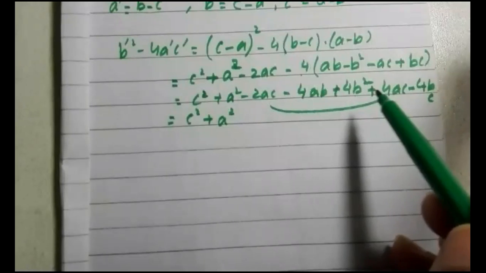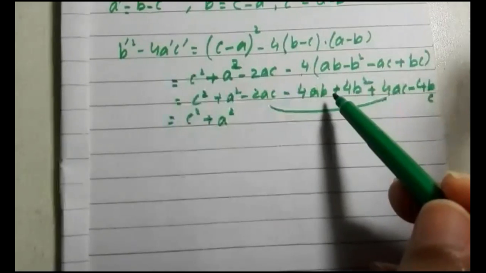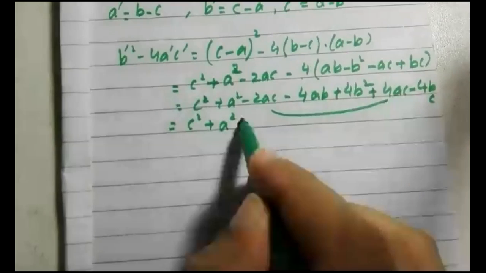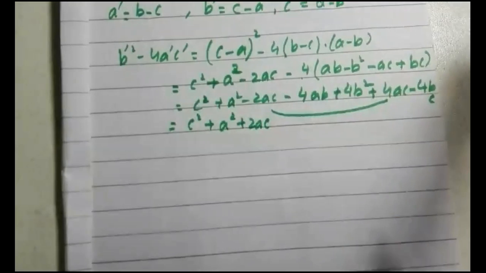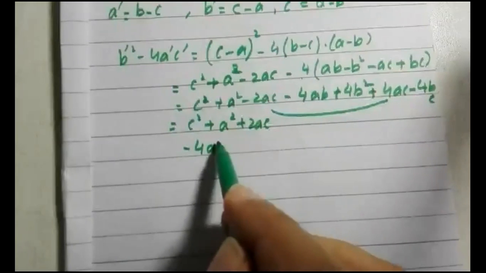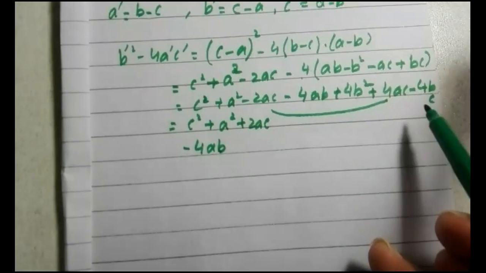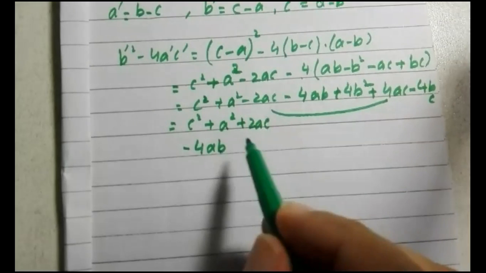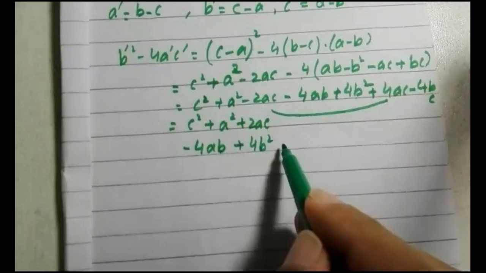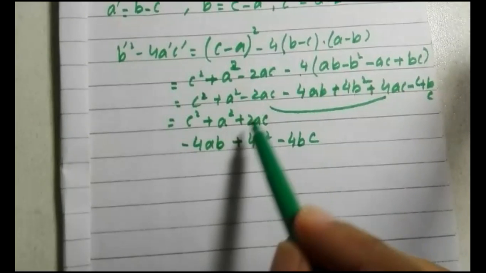and I will rearrange. 2AC and 4AC will become 2AC, right? And I have a bit less space, so I will write the next terms in the next line. Minus 4AB, this is minus 4AB, and plus 4B square and minus 4BC. Now I have gotten 1, 2, 3, 4, 5, 6 terms.